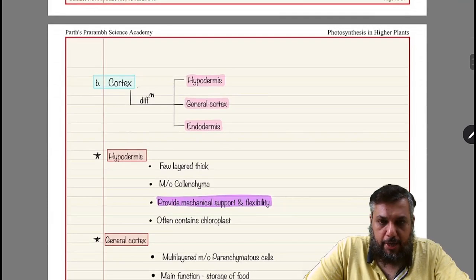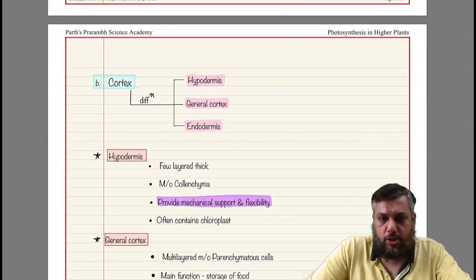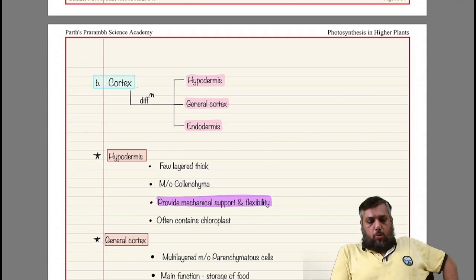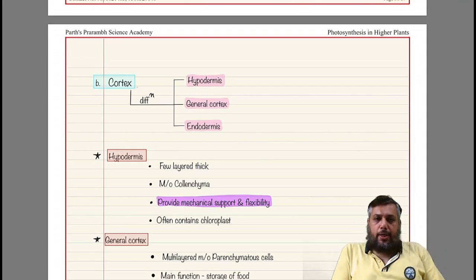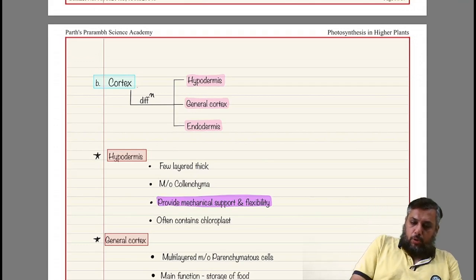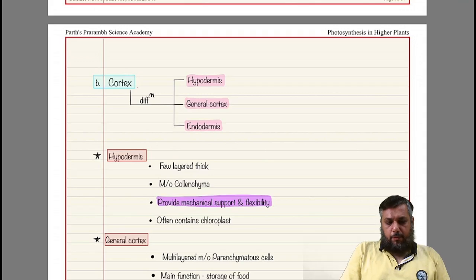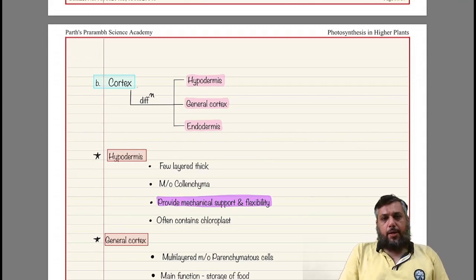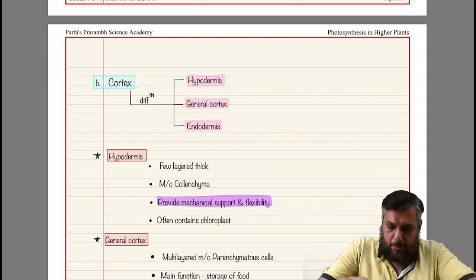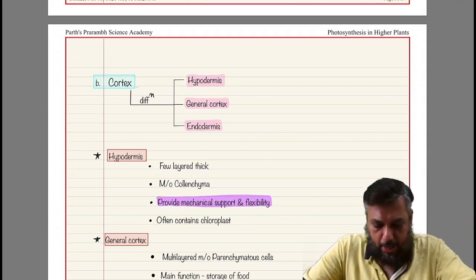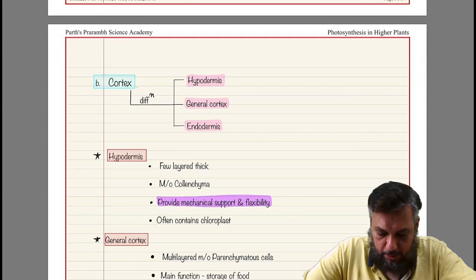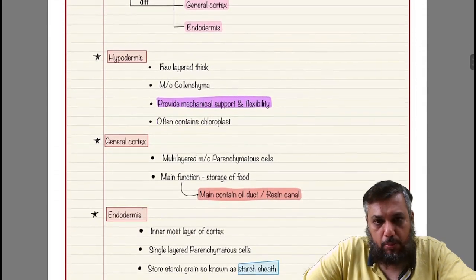So the cortex is made up of, or differentiated into, three layers: hypodermis, general cortex, and the endodermis. The hypodermis is few layers thick. It is made up of parenchyma cells. It does not show any intercellular space, and it provides mechanical support and flexibility. And it can contain chloroplast.